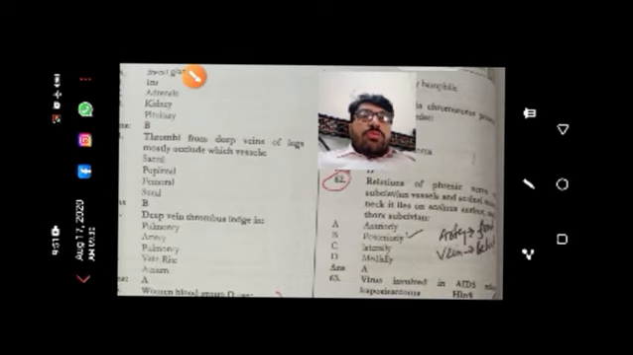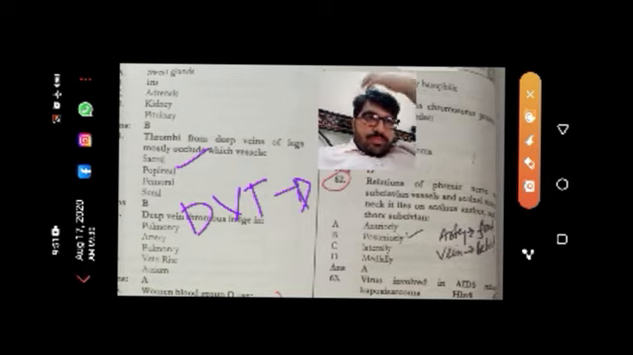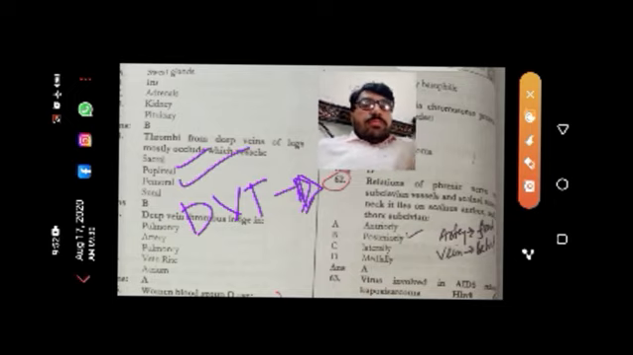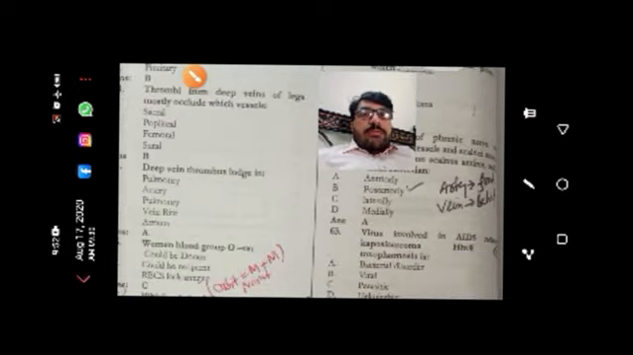Thrombi from deep veins of legs mostly occlude which vessel? Popliteal vein. DVT is most commonly seen in popliteal. But which form of DVT causes pulmonary embolism? That is femoral. So the most common cause of DVT is popliteal vein DVT. Most common cause of DVT that gives rise to pulmonary embolism is femoral vein DVT. But that is the clear-cut thing.